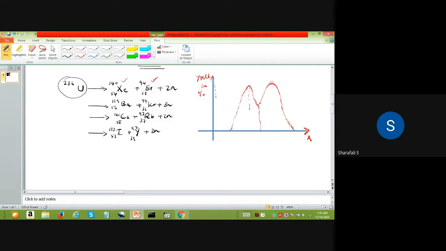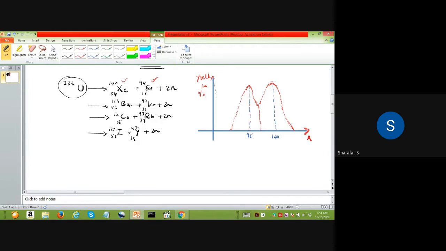This maxima corresponds to... I will draw it in a different color so that we do not get confused. So this maxima is coming around atomic number 95. So the scale, you just make it in that scale. So this is coming around 140.